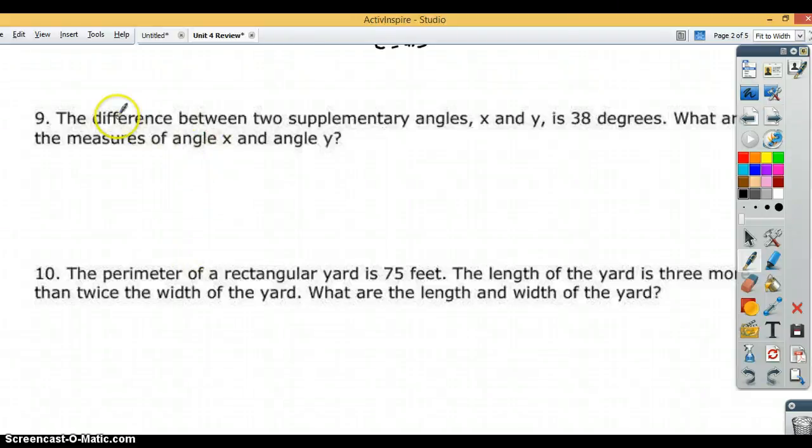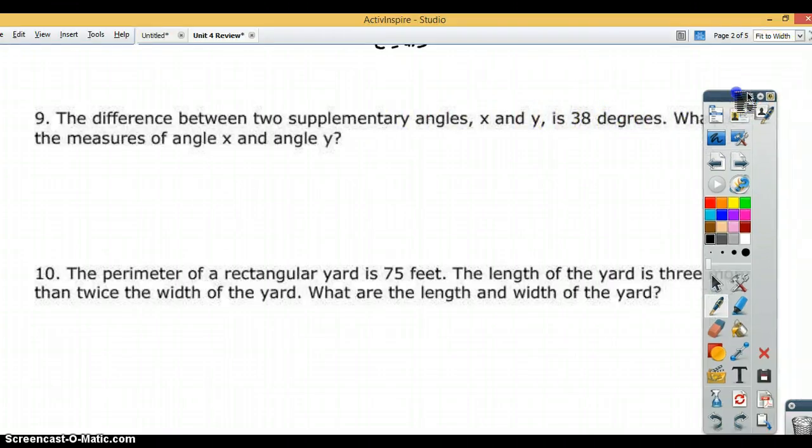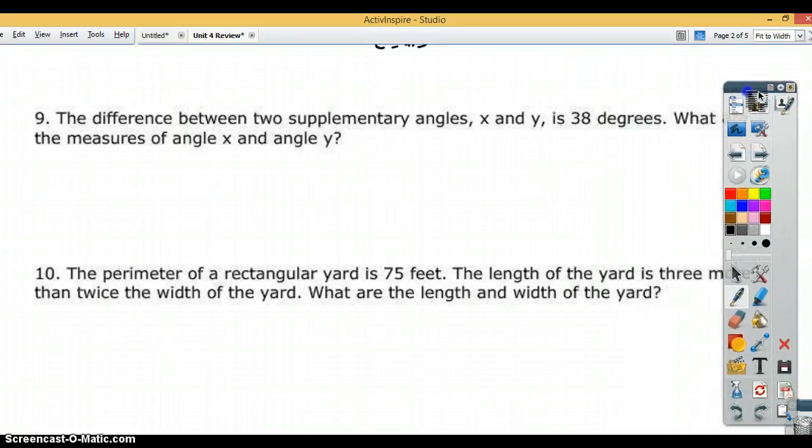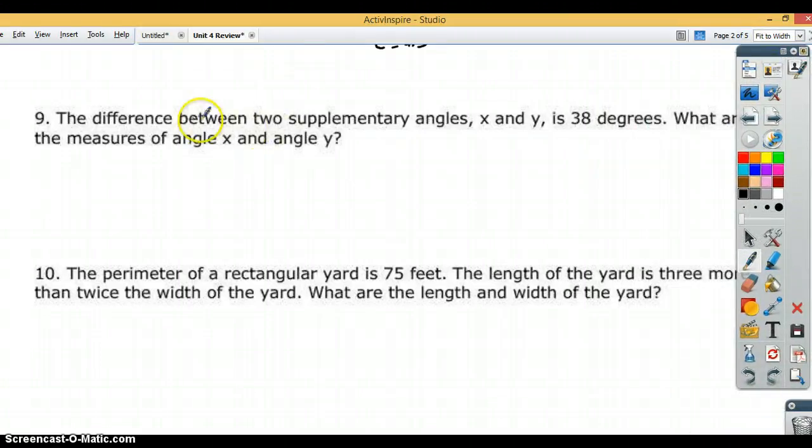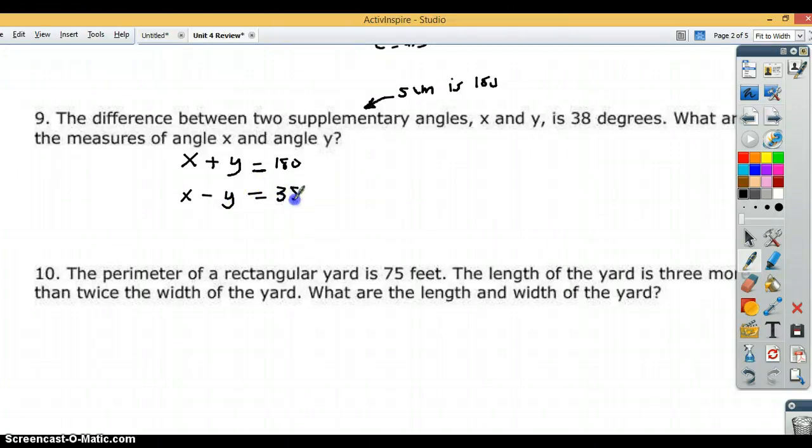Alright, so if we look at the next one, it says the difference between two supplementary angles x and y is 38 degrees. And then it says, what are the measures of angles x and y? So we have the difference. We also know since they're supplementary that the sum is 180. So we know that x plus y equals 180. We also know that x minus y is 38.